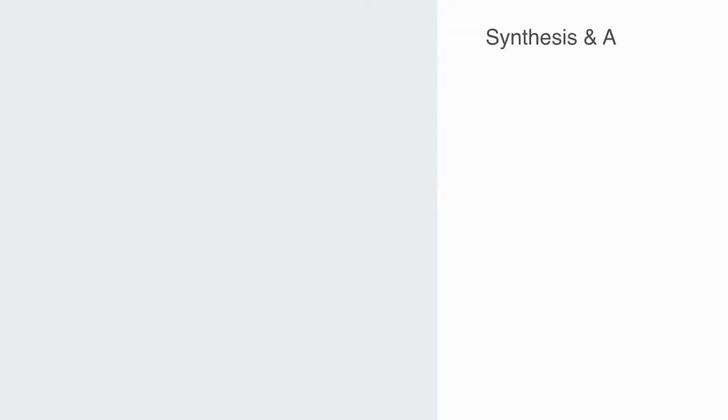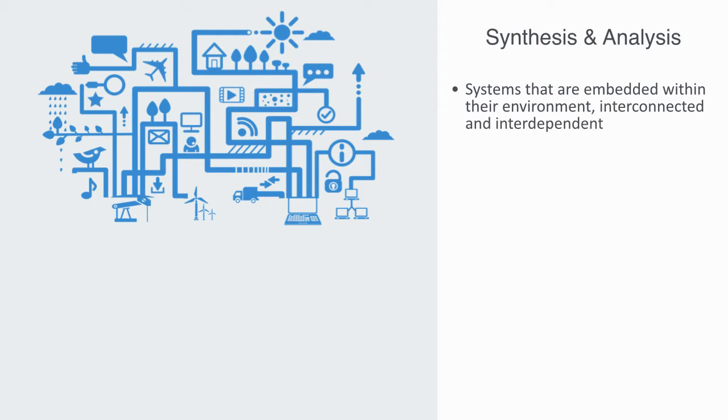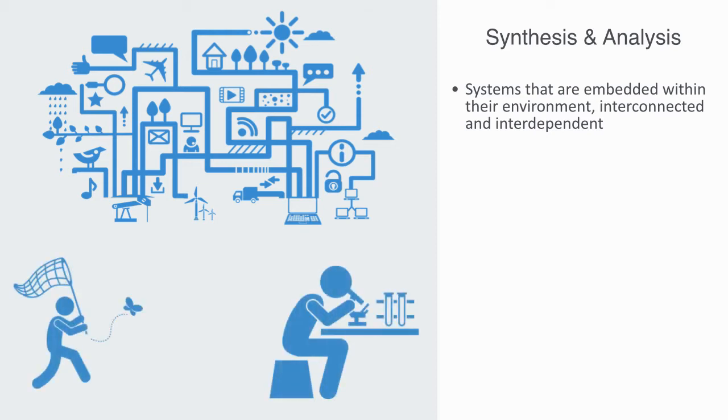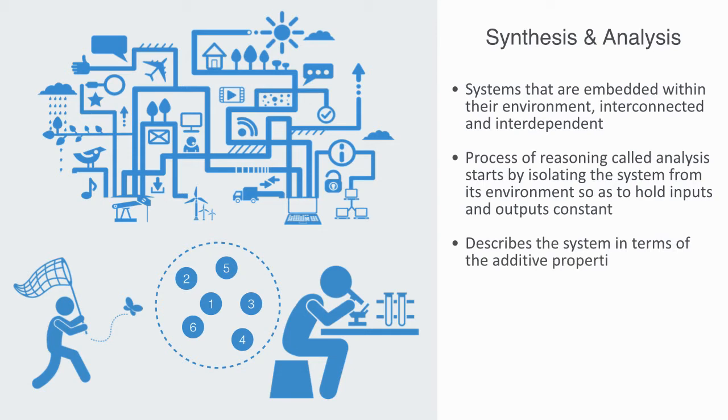Complexity theory studies open systems, that is to say, systems that are so embedded within their environment, interconnected and interdependent with other systems, that we can no longer define them by their boundary condition and their static internal components. With linear systems theory, we use the process of reasoning called analysis that starts by isolating the system from its environment so as to hold inputs and outputs to the system constant. This is what we do when we take something from its environment and put it into a lab. It's only by doing this that we can describe the system in terms of the additive properties of its internal constituent elements, creating equations based on invariant transformations between the properties of its constituent elements.